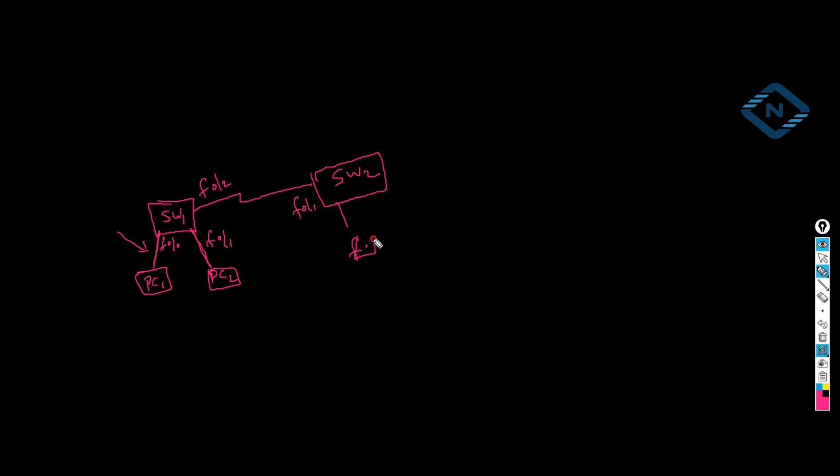I will take one PC here. This is PC3 and I have another PC, PC4, here. This one is also a link. Let me give this the name FastEthernet 0/2. This is FastEthernet 0/3. So here I am saying the switch has links.